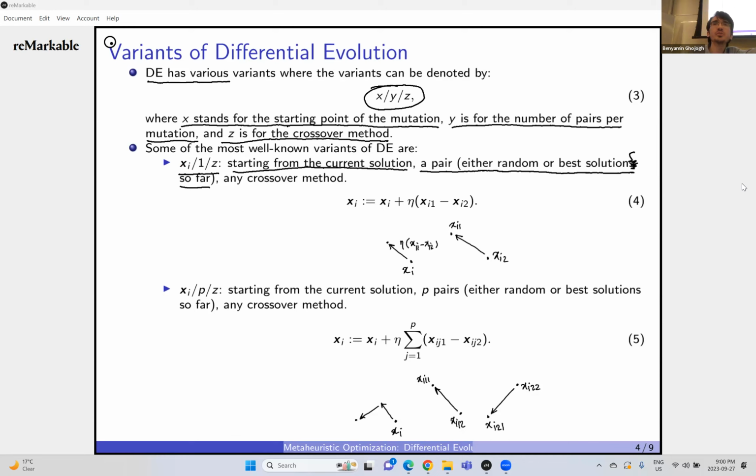What do I mean by best solutions? You can sort the best solutions found so far to take the top 2, for example. And any crossover method, so that's why I have put Z. We saw a lot of crossover methods in the genetic algorithm lecture. Its formula is Xi equals Xi, which means the previous Xi, plus eta times Xi1 minus Xi2. So here, in the figure, X became Xi.